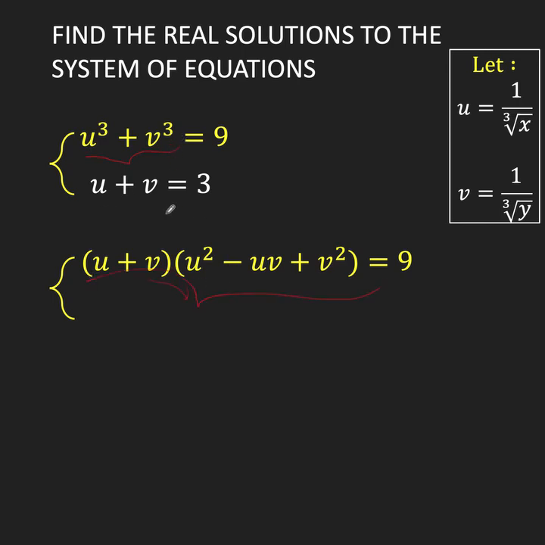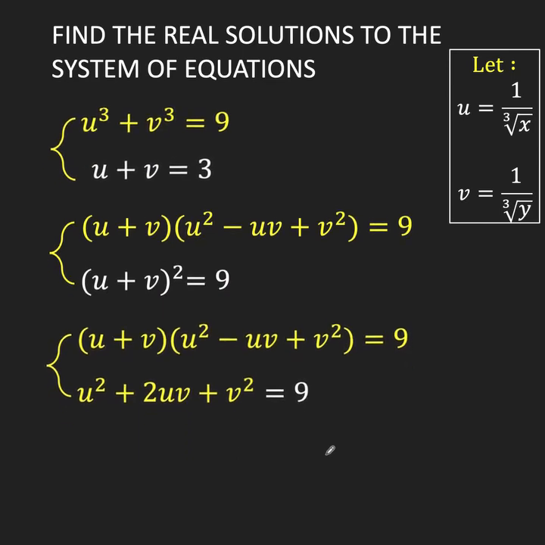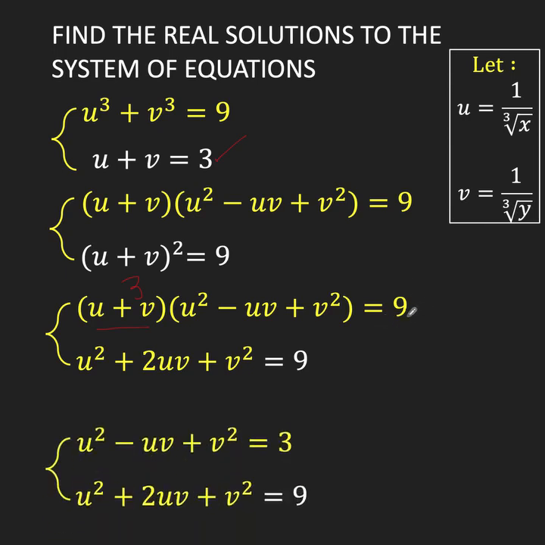Then, we raise the second equation to the second power, and we simplify. The square of the binomial u plus v is u squared plus 2uv plus v squared, and that is equal to 9. Then, let's continue. Notice that u plus v, this part here, is equal to 3. So we can replace this with 3, and we divide both sides by 3. This 9 becomes 9 divided by 3, or 3. So the right side here is 3. We now cancel out u plus v. And what's left is this second factor. We copied the second equation.